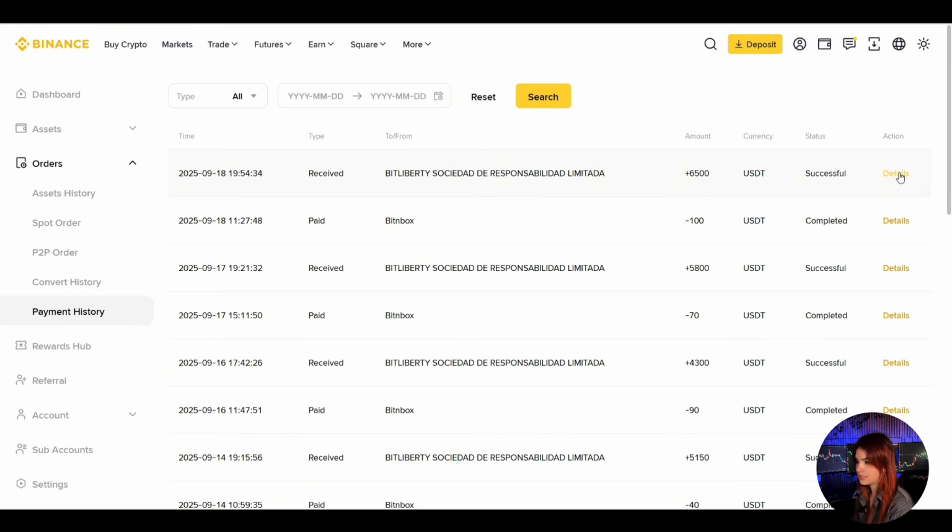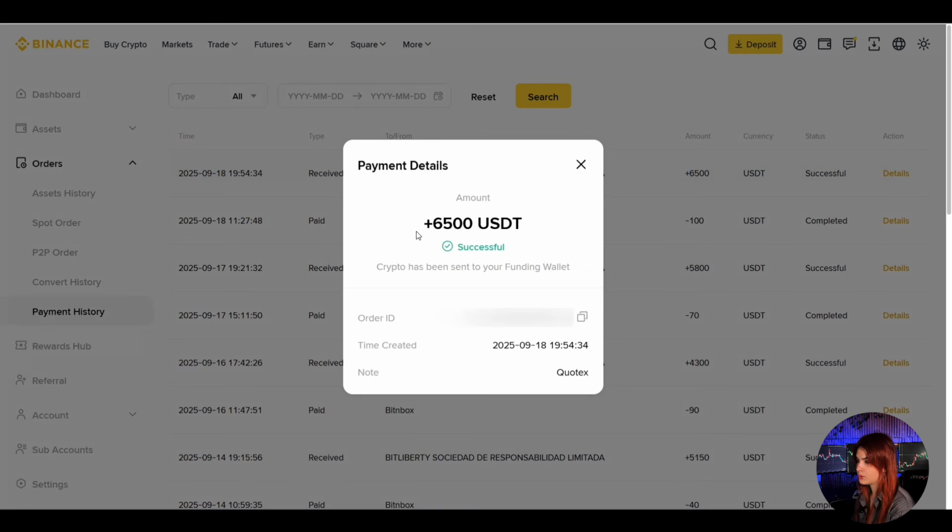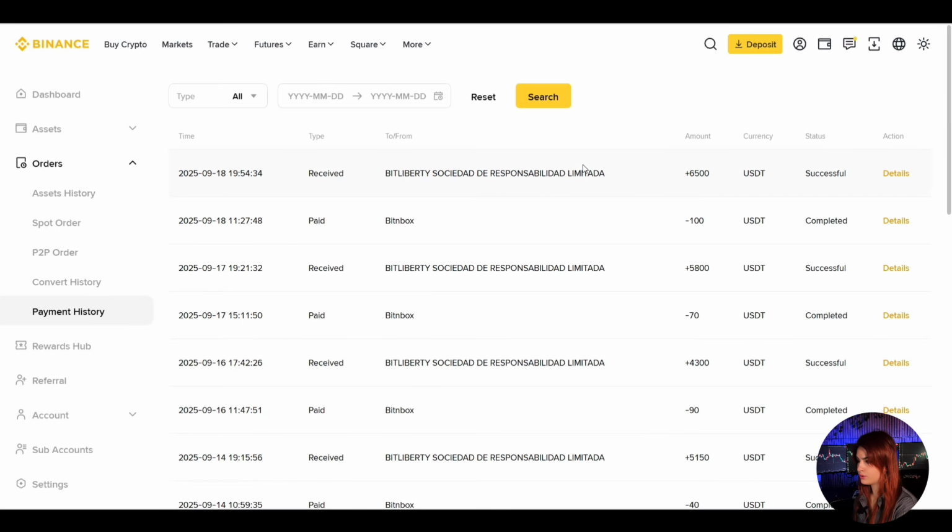Now let's click on this line, then let's click on the details button, and let's take a closer look. As you can see, guys, there is a 6,500 USDT. It took a little less than 6 hours from the moment the order was placed on the Quotex platform to the moment the funds were transferred to the Binance platform. In general, I believe that this is relative short time. Sometimes, of course, the funds arrive much faster. However, guys, there may be also that sometimes you have to wait a bit more.